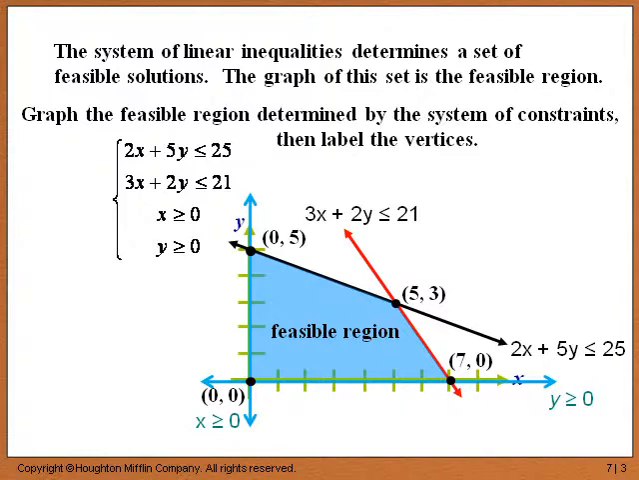And we don't need to go through the rest of the ordered pairs because it's the same exact method that I described in the last section. So we have our four vertices: 0, 0, 0, 5, 5, 3, 7, 0.